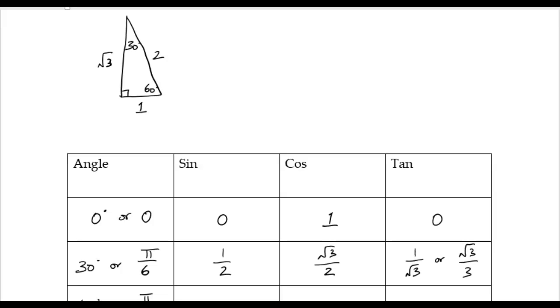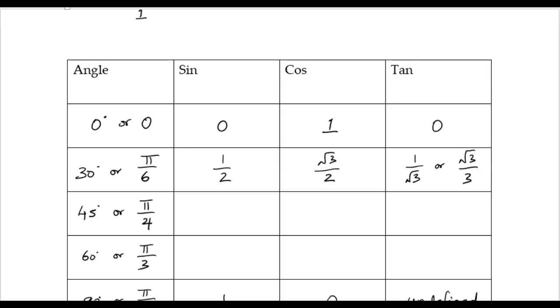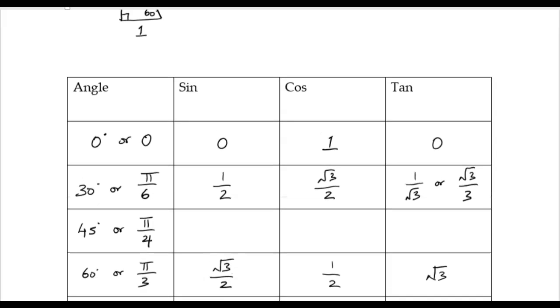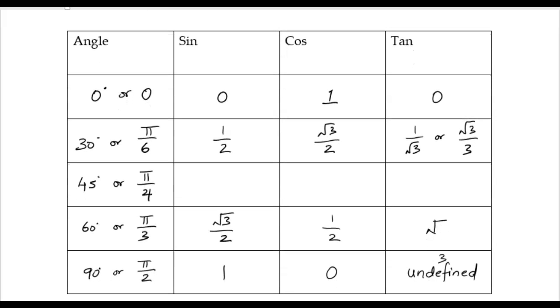Similarly, if I have a look at the 60-degree angle, sine 60 is going to be square root 3 on 2. So let's go ahead and fill that out. Cos 60 is going to be 1 over 2. And then tan 60 is going to be sine over cos, which is going to be equal to square root 3. Right, so with that, we've filled most of the table. So all we have got left now is the 45-degree angle.